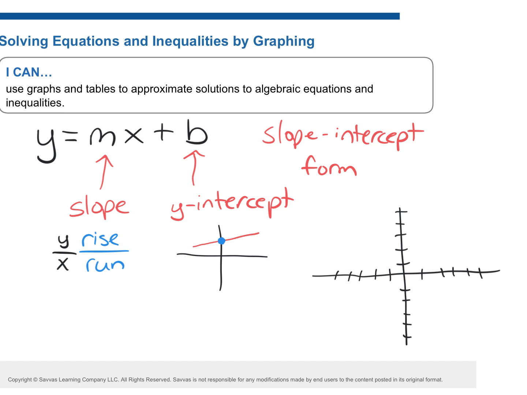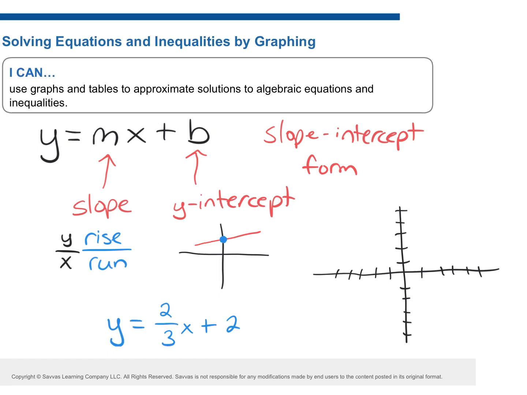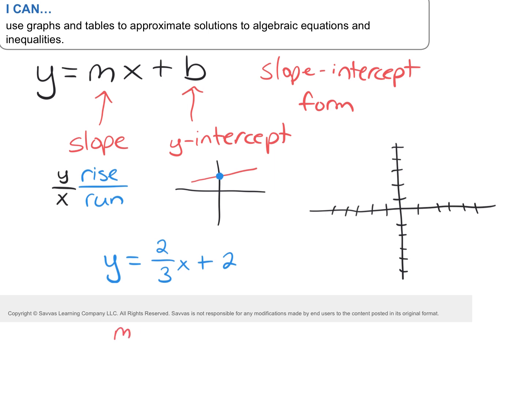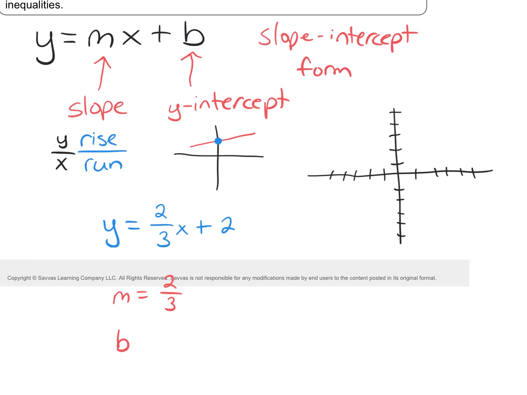Okay, I'm going to give you an equation. We're going to graph it. So if I'm looking at the equation y equals 2/3 x plus 2, everyone write that equation down next to that graph. Y equals 2/3 x plus 2. Let's label some things. What is my M in that equation? 2/3. And M stands for? Slope. What is my B? 2. What does the B stand for? Y-intercept. Once we have those things, we're really done with this equation.